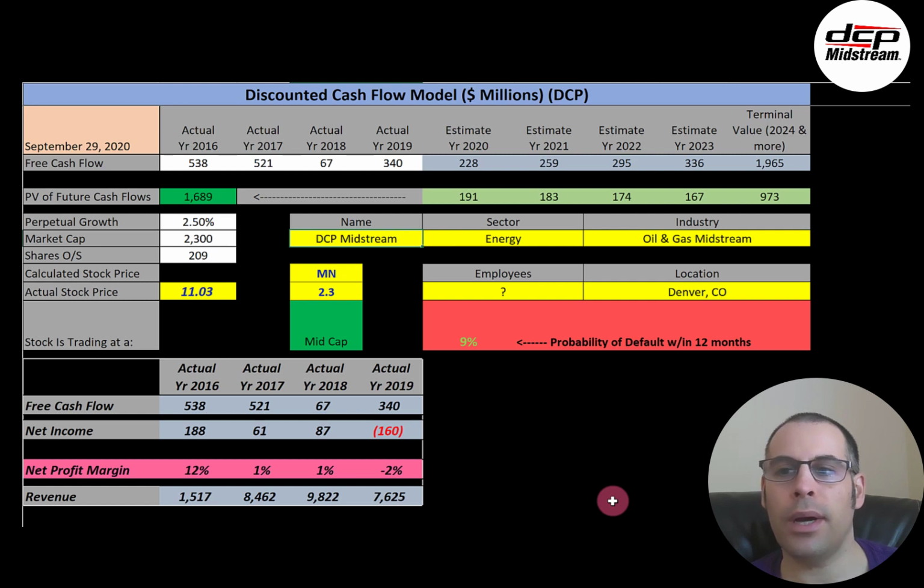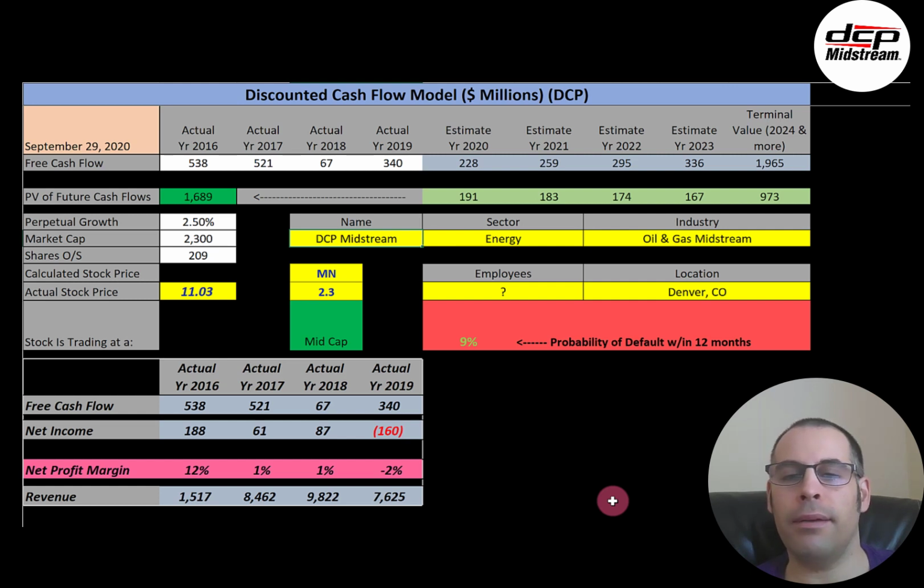MLPs usually do not pay taxes. The way they avoid taxes is they have to distribute at least 90% of their profits as dividends, and the investors who receive the dividends pay taxes. Regular corporations have to deal with double taxation, where they get taxed on their profits, and then the dividends are distributed, and the investors pay taxes again.